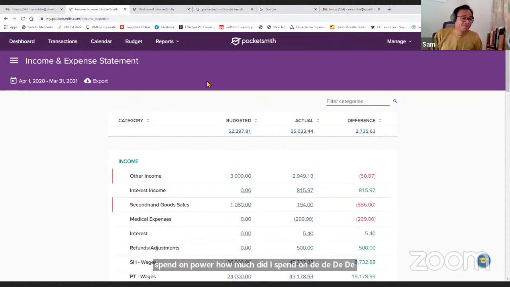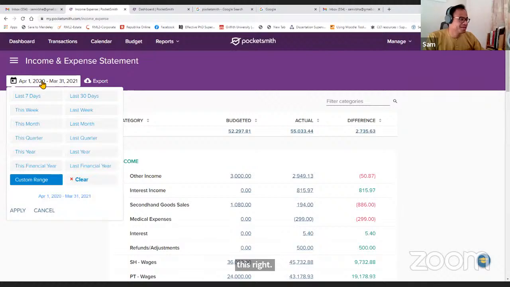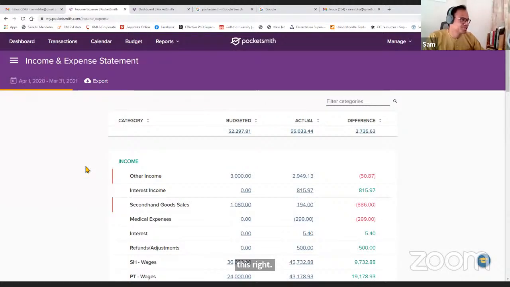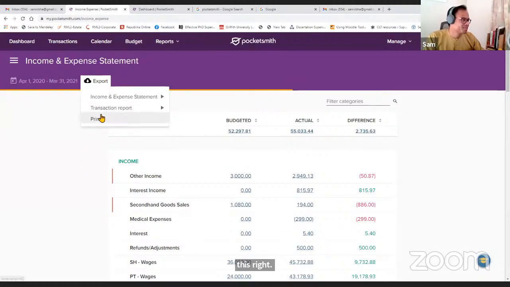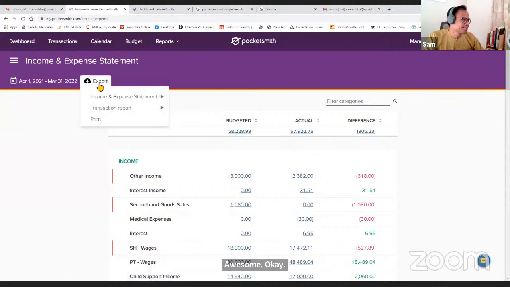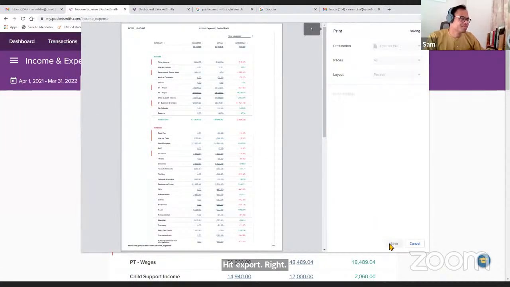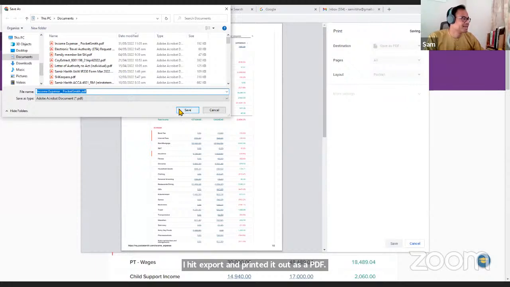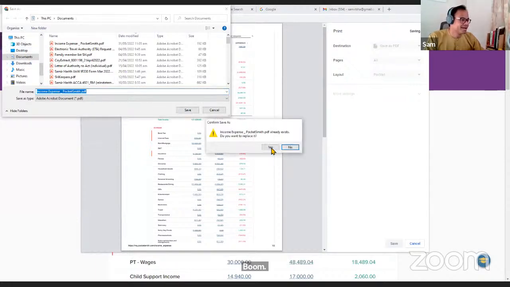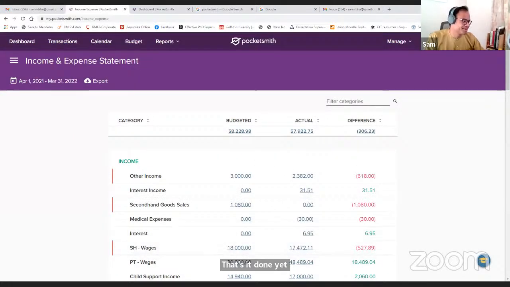So what we did when we applied for our mortgage, and we've got conditional approval, by the way, using this, is that I just chose a date range and like, yep, last financial year, awesome. Hit export, and I printed it out as a PDF. Boom. That's it. Done. And I gave this to my mortgage broker and he was like, sweet, we can work with that.